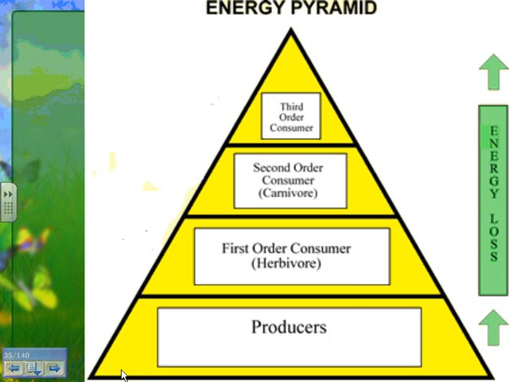So here's an energy pyramid. We've got producers, first order consumers, second order consumers, which are also called carnivores, and then third order consumers. And you lose energy at every step. Goodbye, energy. Goodbye, energy. Goodbye, energy.